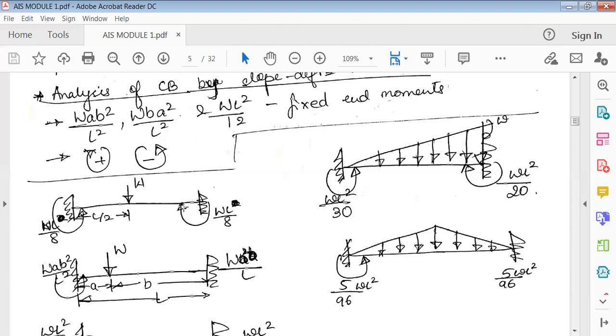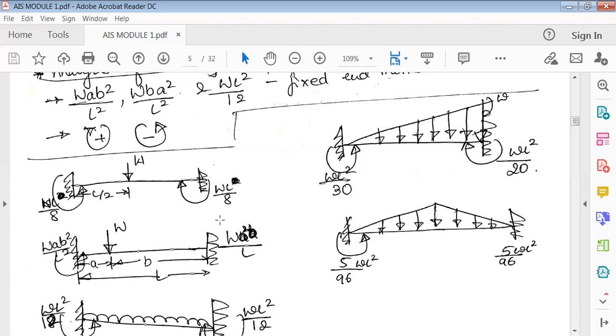To stop this movement, there is a clockwise moment which pushes it back to its original position, the equilibrium condition. If there is only one point load acting, then this fixed end moment would be WL by 8. Because it is anti-clockwise, we show this moment as anti-clockwise and write WL by 8. Again, in this part of the beam there is a W acting, so this moment would be WL by 8. So the fixed end moments when there is a point load acting at the center: at the left side it would be anti-clockwise, WL by 8, and at the right side clockwise, WL by 8.